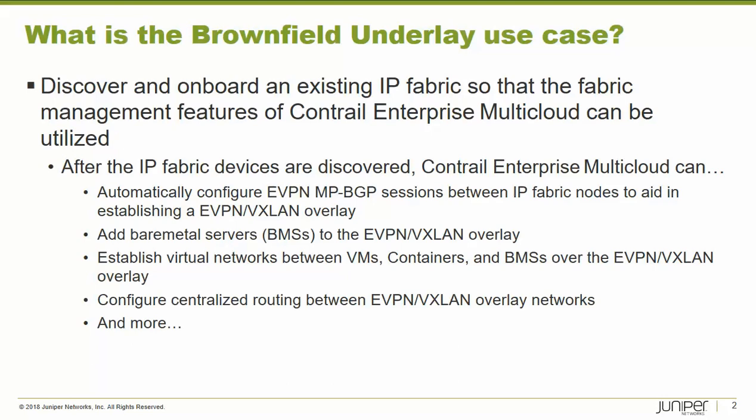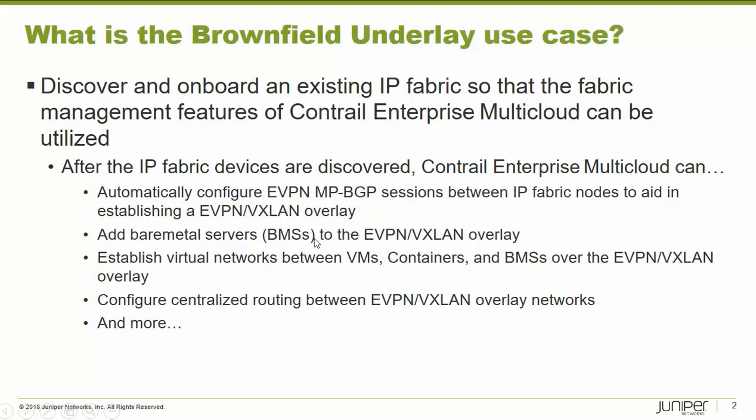For instance, if you wanted to add two bare metal servers to top of rack switches and you wanted to route between them over an EVPN VXLAN overlay, that's quite a task. What Contrail Enterprise Multicloud is bringing to the table, at least its fabric management features, is going to automatically configure that stuff for you. So what are the things it can automatically configure? The EVPN MP-BGP sessions between all the IP fabric nodes as well as the Contrail control node, so that you can actually route overlay traffic between VMs and bare metal servers, which implies that you can also do this.